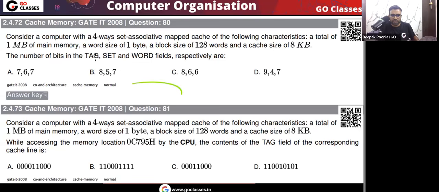And you can see in question number 81, which has the same paragraph, the question is asking that for this memory address, we need to find the tag field. So this is a simple question.